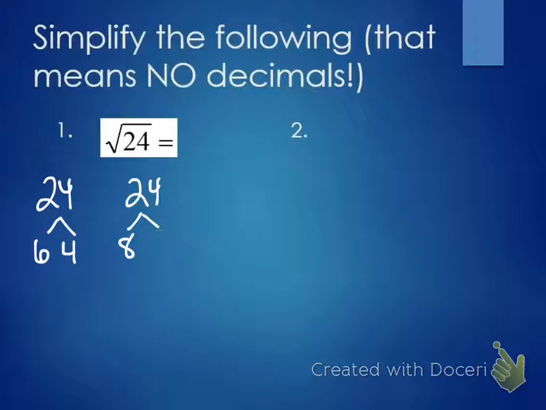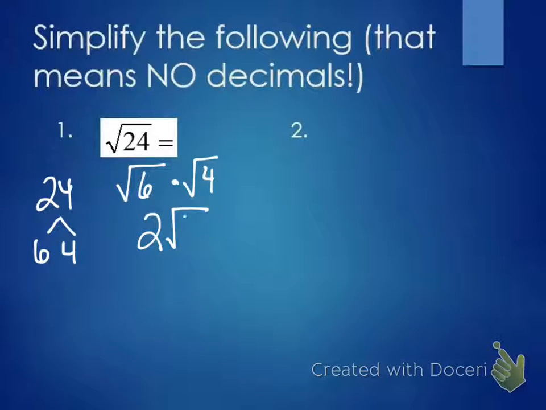Right, but if we already have a factor pair that involves a perfect square, this is the square root of 6 times the square root of 4. Will the square root of 6 simplify down? No, but the square root of 4 is 2. And when we write these, which number do you think gets written in front? The 2. So it becomes 2 square root 6. The square root of 4 is 2, and any numbers not under the radical we put out in front.